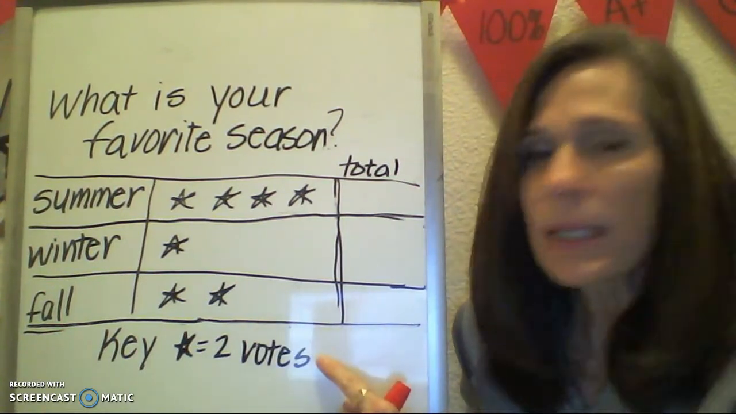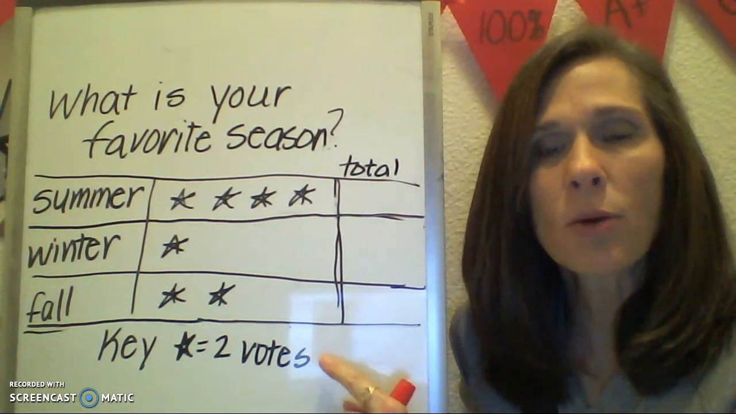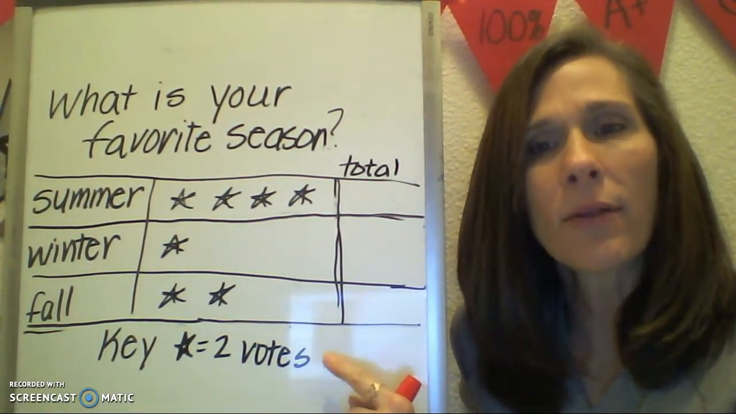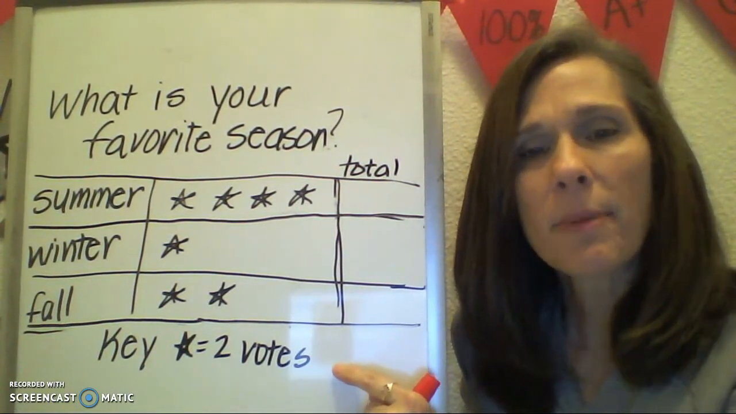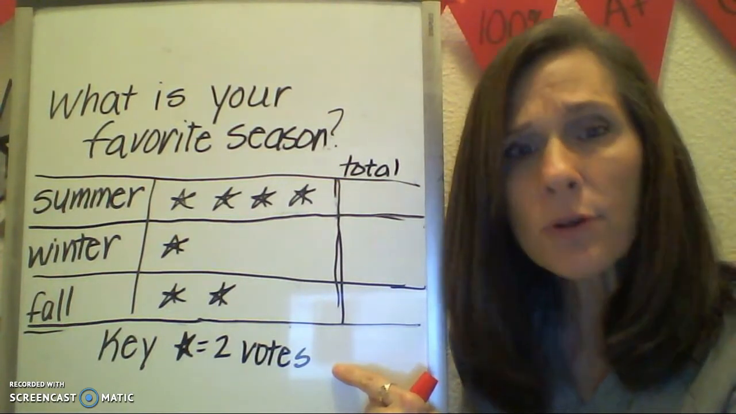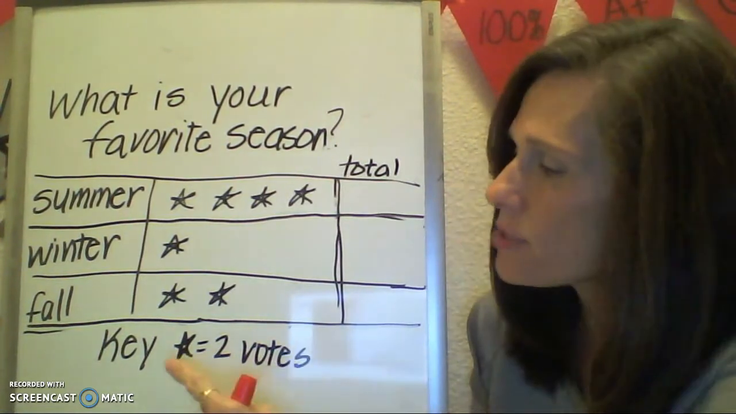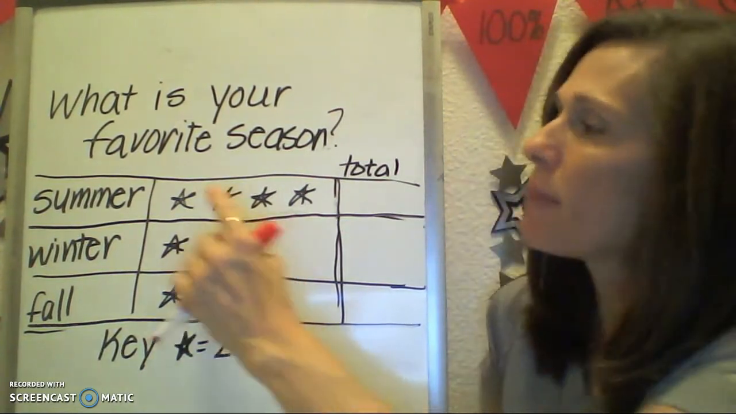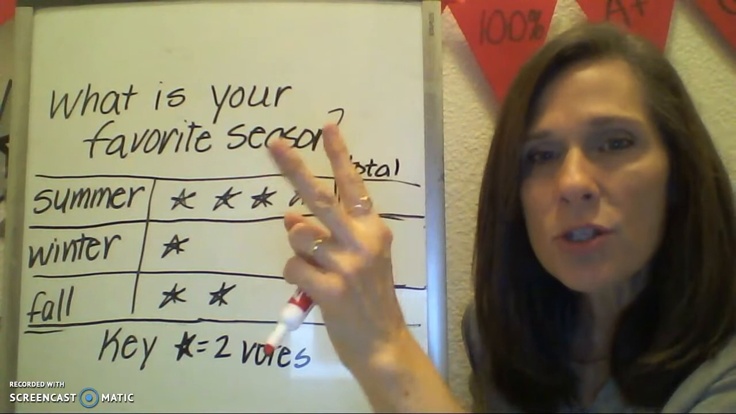So this is really, really important that you notice this as soon as you start working on a graph. Check to see if there is a key represented on the graph. Usually it's underneath the graph, but it's really important before you start adding up your data for your totals that you notice the key down here. So the key in this picture graph says 1 star equals 2 votes. So that means this star is not just equal to 1 vote, but it's equal to 2 votes.